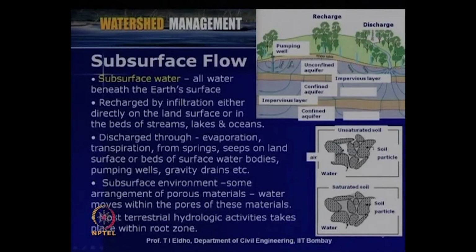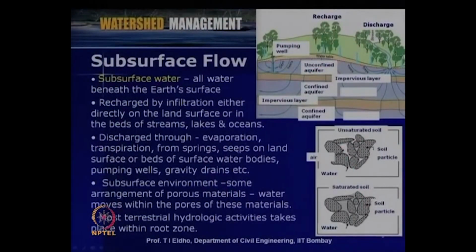As far as subsurface water discharge is concerned, it is discharged through evaporation, transpiration, and from springs and seeps on the land surface or beds of surface water bodies, and we can get this water through pumping wells, gravity drains, etc. So the recharge takes place from rainfall or from the movement of water from surface water sources like lakes, rivers, ponds or ocean, and the discharge is the water we take through pumping wells, or water coming out as springs, or through the gravity drains which we provide.